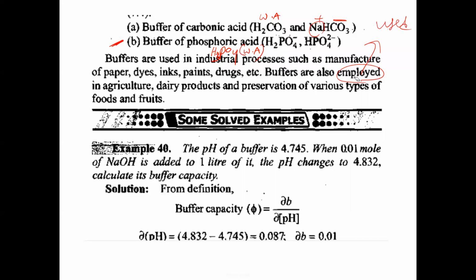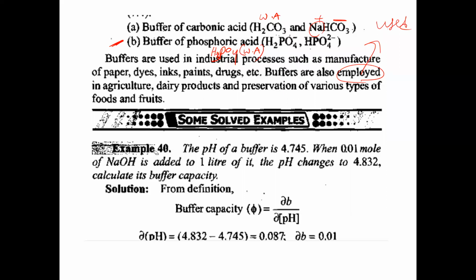So the buffers are also employed, used in agriculture, in dairy products, and preservation of various types of foods and fruits. To preserve, to store food and fruits, we use various types of buffer solutions. So these all things are usages of what? Buffer. Is the concept clear?